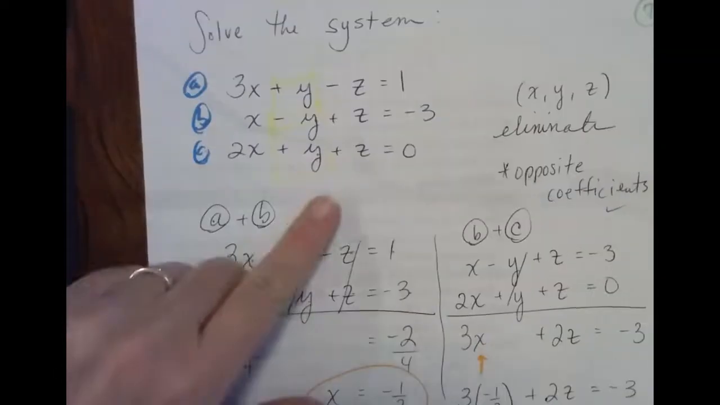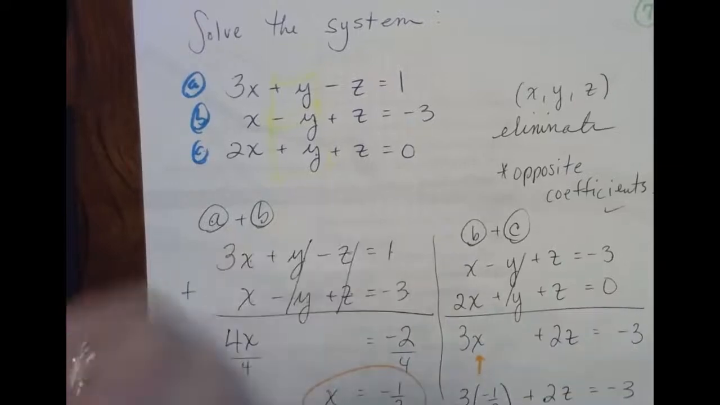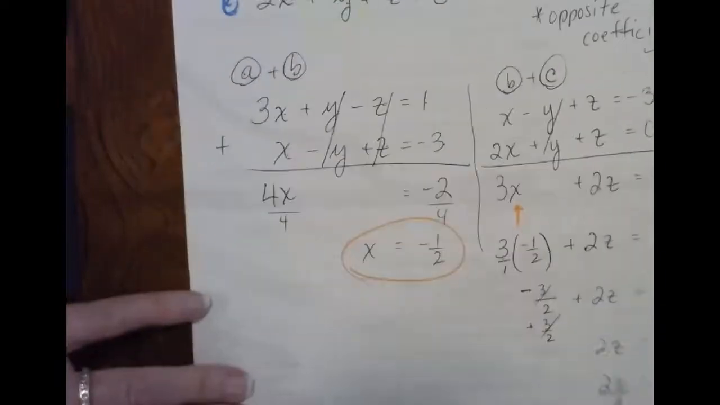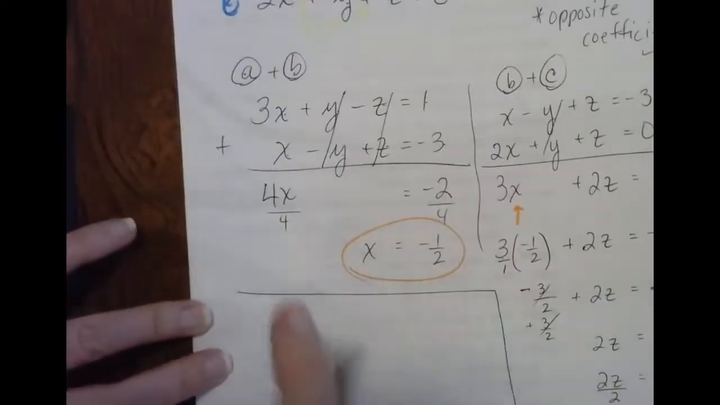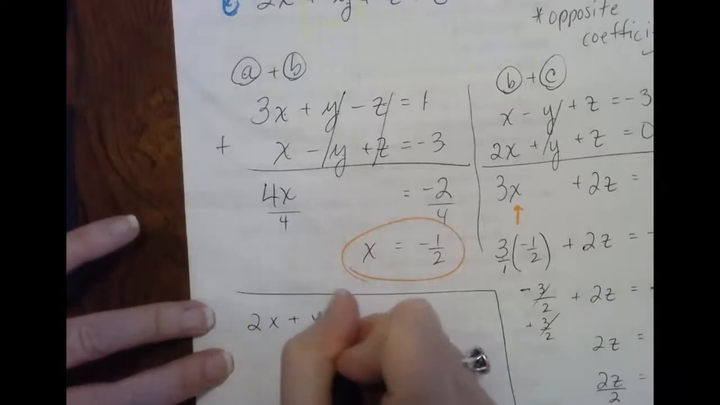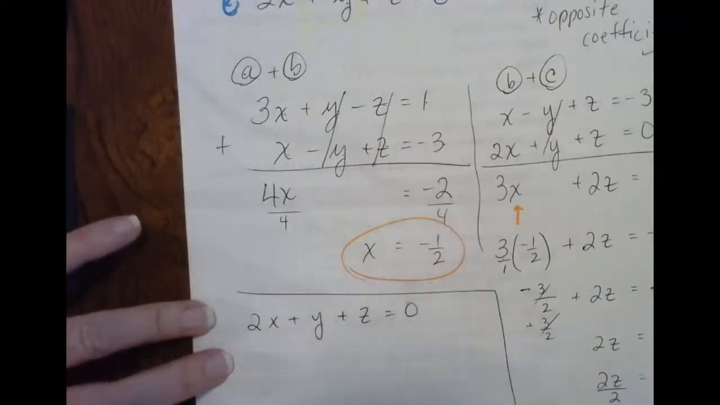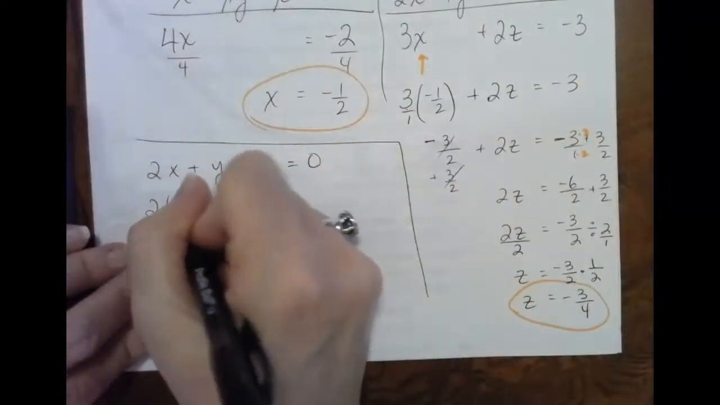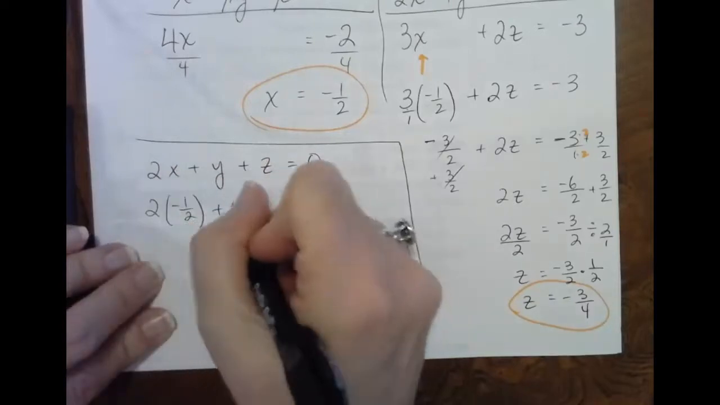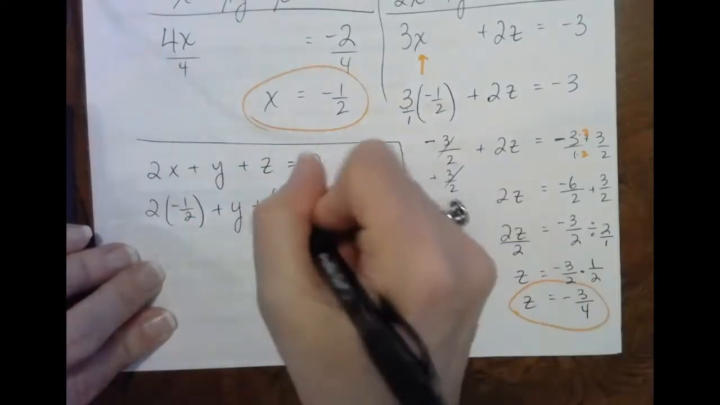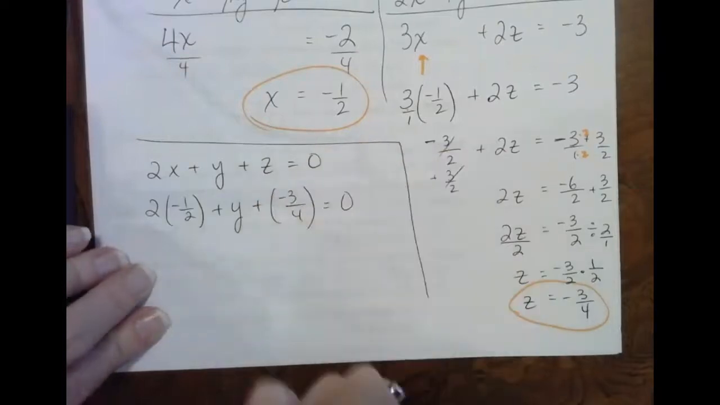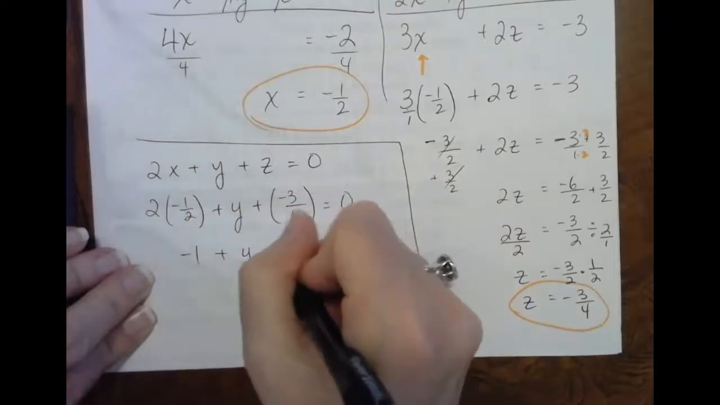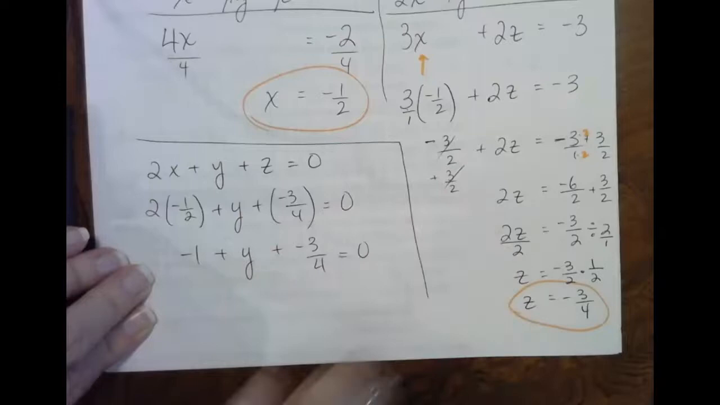We want to go all the way back to the beginning and choose either A, B, or C. It doesn't matter. I'm going to go with C because we haven't done much with it yet. We're going to find out y. 2x plus y plus z equals 0. So now, x equals negative 1/2. 2 times negative 1/2 plus y plus negative 3/4 equals 0. Negative half of 2 is negative 1 plus y plus negative 3/4 equals 0.